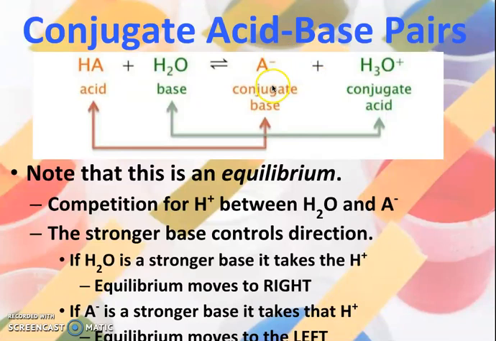If the A minus is the stronger base, it's going to be the one to take the hydrogen and that moves the equilibrium to the left. So we can tell which way our equilibrium is going to go based on looking at these relative strengths of the bases.